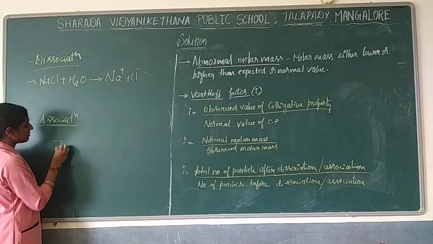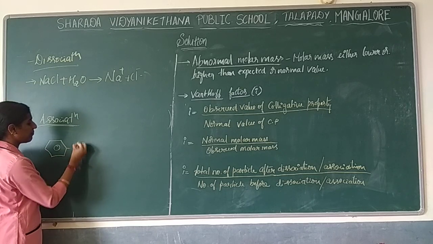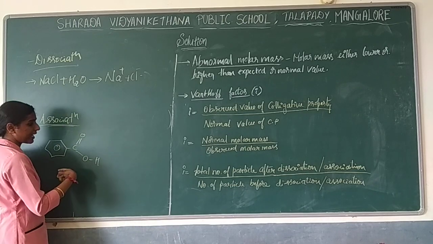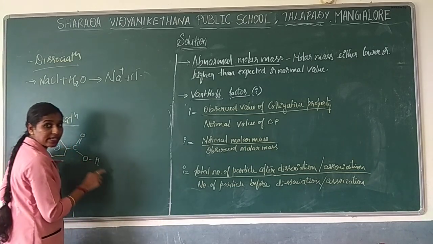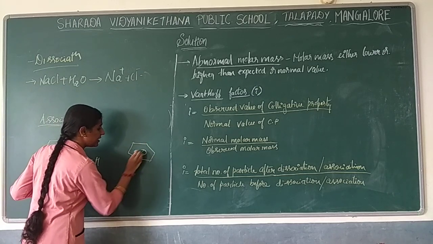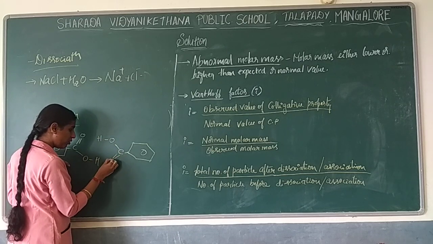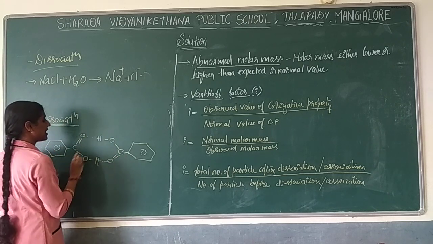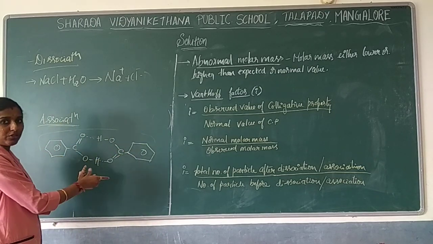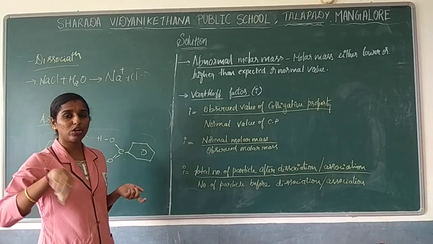Benzoic acid has its structure in this order: C double bond O with the OH. This is one benzoic acid. It combines with another benzoic acid, the solute, with COH double bond O. Here formation of a bond will take place. This is nothing but a dimer formation, the association of two solutes, combining and forming a single molecule.